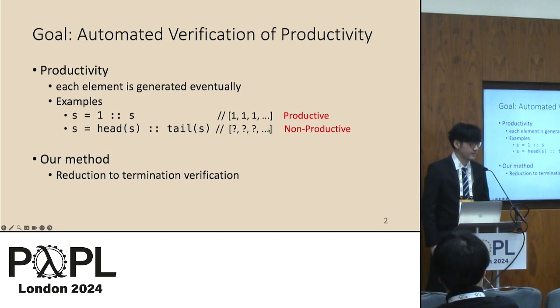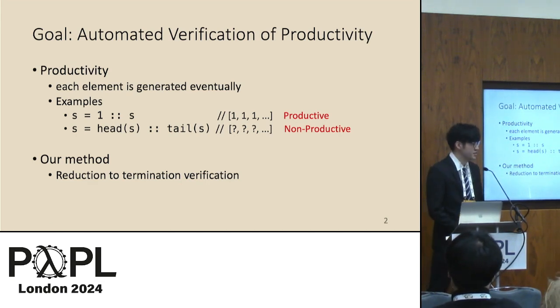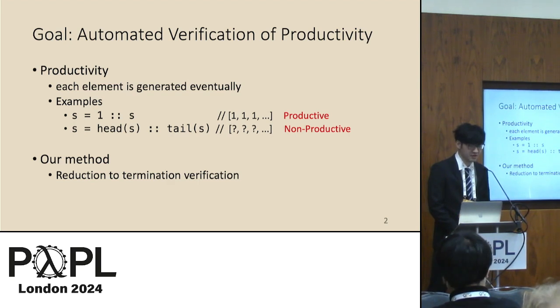This talk is about automated verification for productivity for co-inductive data structures. Productivity is an essential property of co-inductive data structures. A co-inductive data structure is, in general, an infinite data structure, such as infinite lists, also known as streams, and infinite trees. Productivity means that each element of the data structure can be generated eventually.